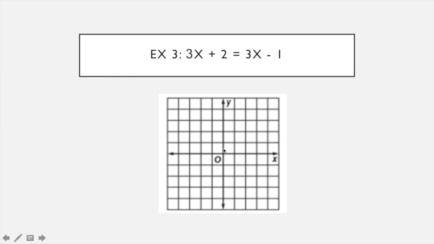Now here's another one we can try. The point here is to solve these by graphing. So let's move everything to the left. So if I subtract 3x from both sides, I want to get rid of that.